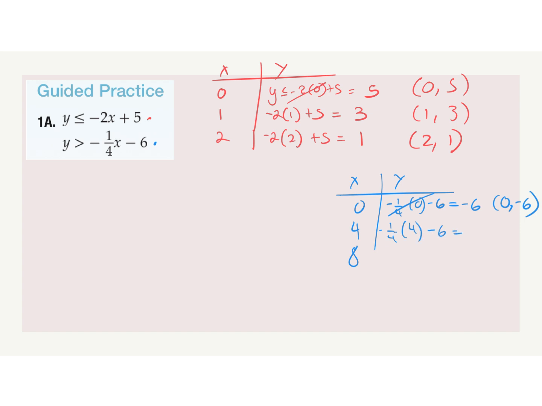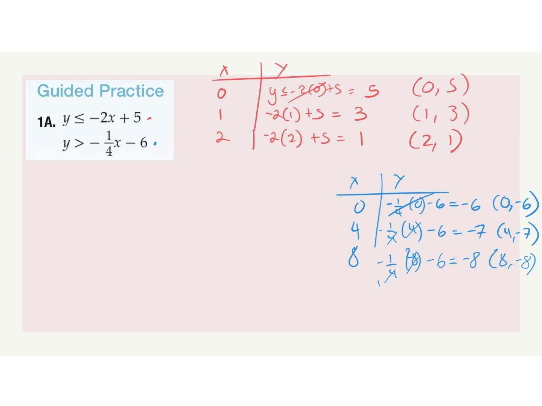So that's going to give us -7. So 4, -7. Then for this last one, I'm going to go ahead and plug in 8. So it's going to give us -8. So it's going to be 8, -8. Again, I'm just showing you different ways. For the third one, I'm going to do it with the intercepts.